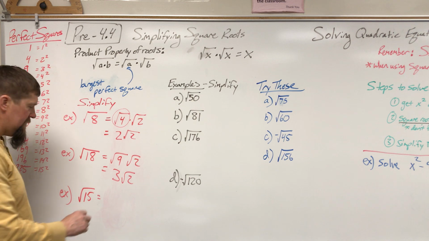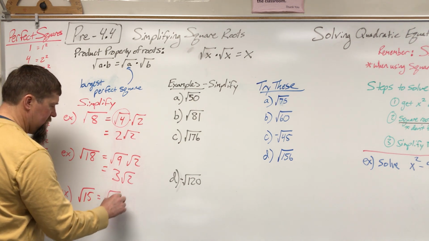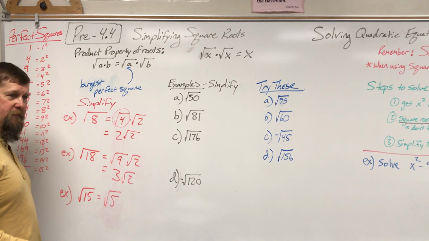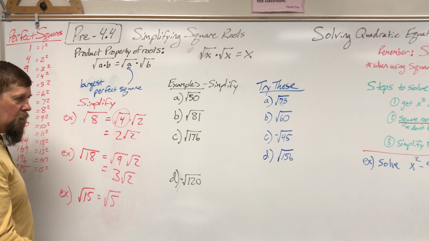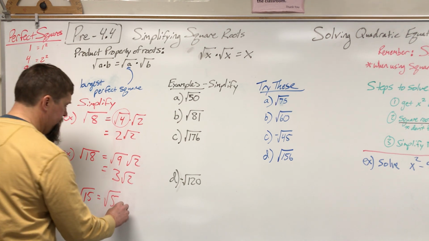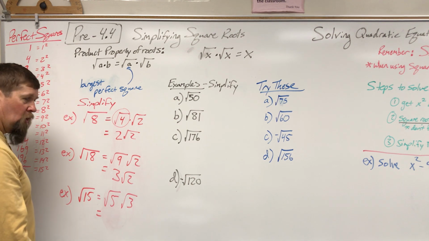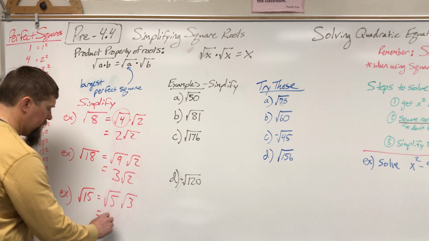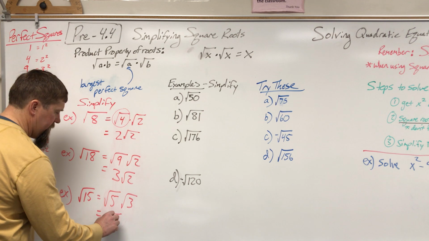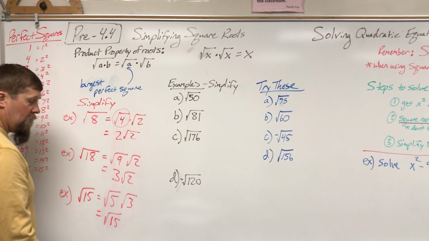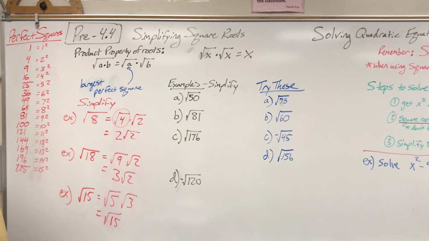The square root of 15. Look at that on my sheet. I realize the only factors for 15 are 1 and 15, or 5 and 3. No perfect squares, so the simplified answer for the square root of 15 is the square root of 15. That's as simple as it gets.